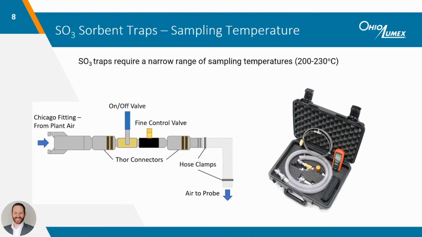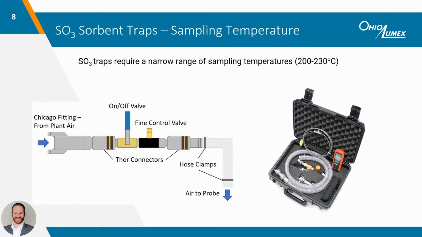When sampling SO3 sorbent traps, it is critical to maintain trap temperature within a narrow range between 200 and 230 degrees Celsius. Sampling outside this range may result in either low bias or breakthrough. As discussed earlier, these traps are often used at the inlet and outlet of SCRs, which at a coal-fired power plant is generally around 280 to 350 degrees Celsius. In order to get the trap temperature down into nominal range, compressed plant air needs to be supplied to the cooling air inlet of the probe.